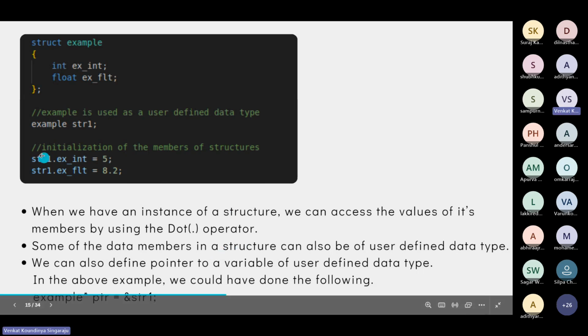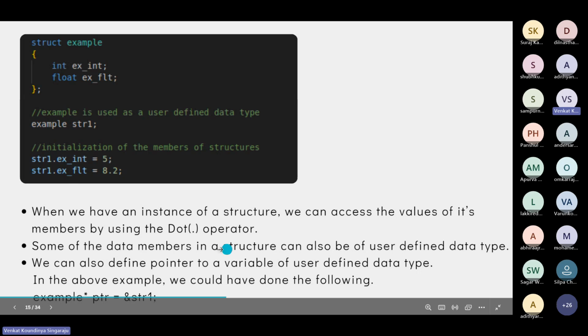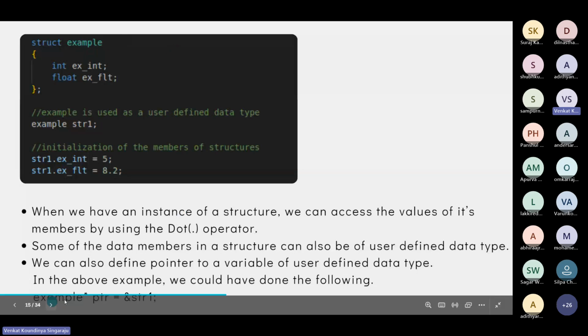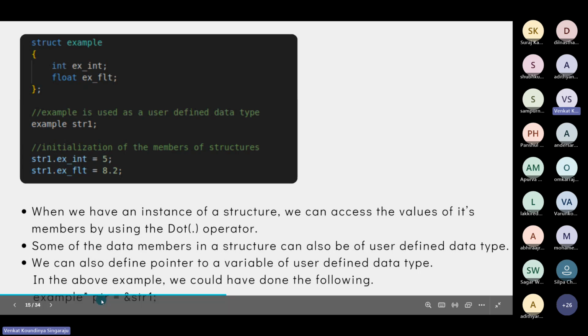So there is another way to access exint and exflt. This is not the only way to do that. That is by using pointers. As we have previously discussed, we can have pointers even to user defined data types. So we can even have an example star pointer. Example star PTR is ampersand str1. Basically, PTR is a pointer to str1. So now how do we access these using the pointer PTR?